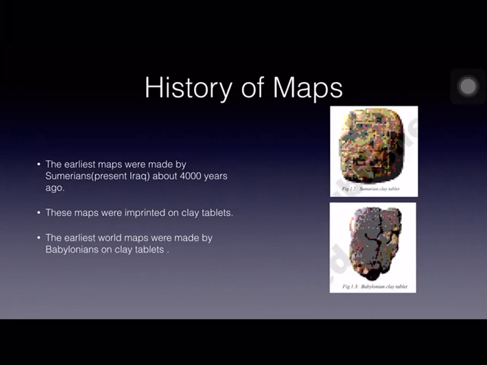Babylonia is also in present day Iraq. And these maps were drawn on a clay tablet. The second clay tablet in the picture you can see was drawn 2600 years ago. Sumerians made theirs 4000 years ago, and Babylonians made theirs 2600 years ago.